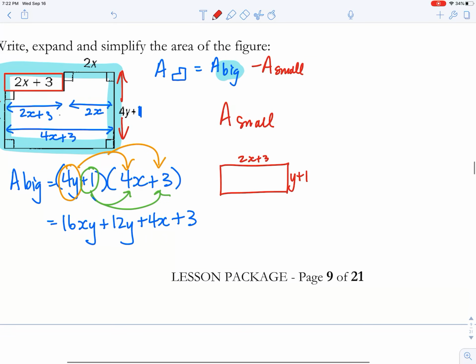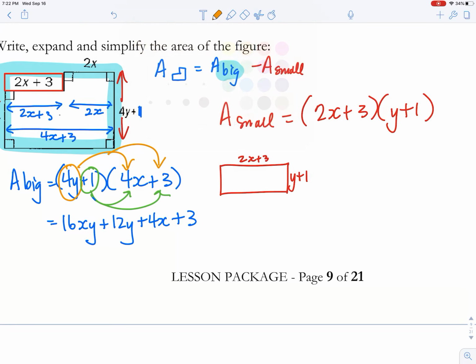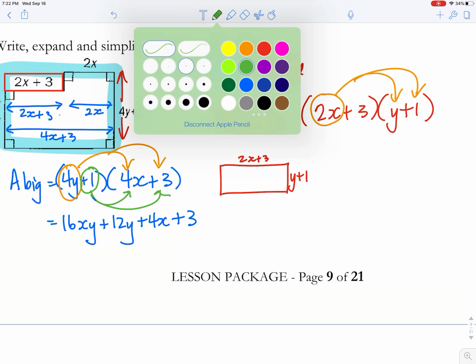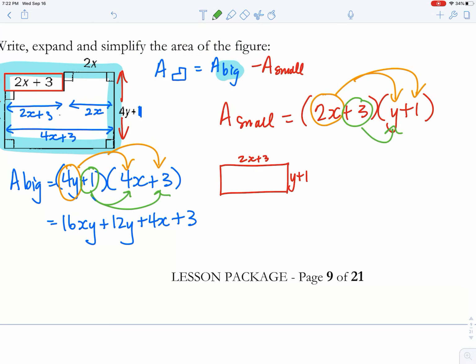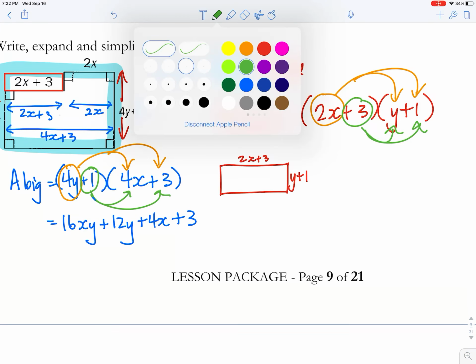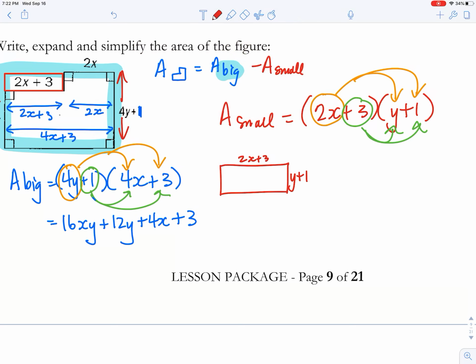So we're going to be doing one of these double multiplies again. So 2x plus 3 times y plus 1. Same like before, I'm going to make sure that 2x goes onto every part. And then I'm going to make sure that that plus 3 also goes onto every part. So when I do that, 2x times y gives me 2xy. 2x times 1 plus 2x. 3 times y plus 3y. 3 times 1 plus 3.